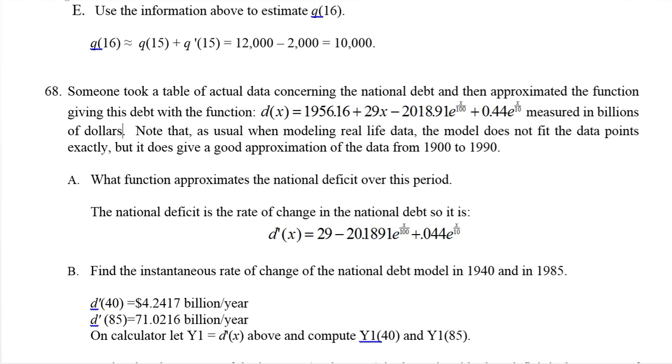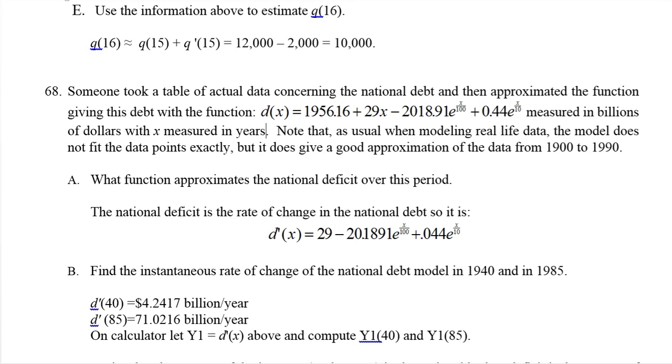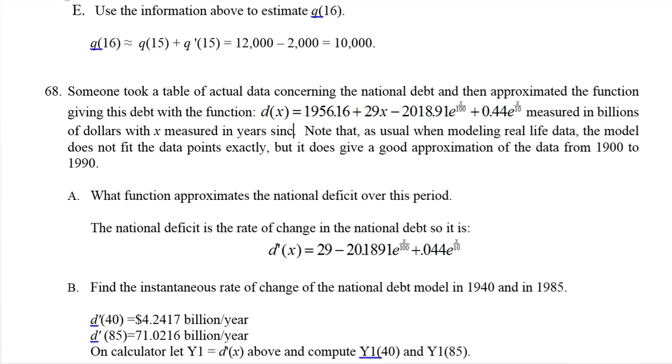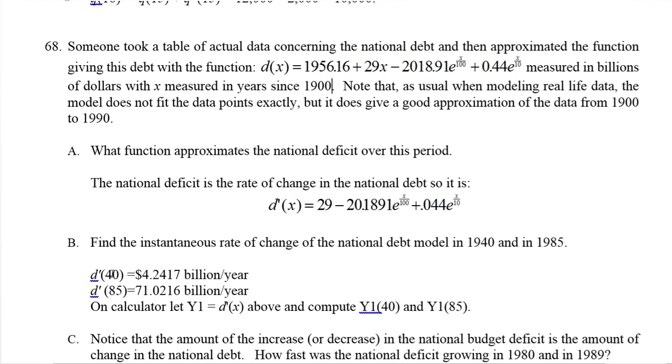And of course, x is measured in years. I think it's measured in years since 1900. Okay. All right, so now we put in, yeah, that's right. So x is 40 for 1940, and x is 85 for 1985.